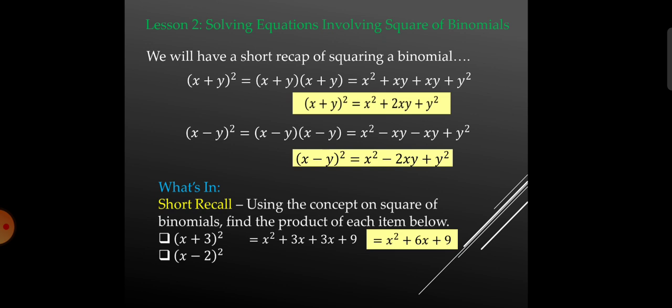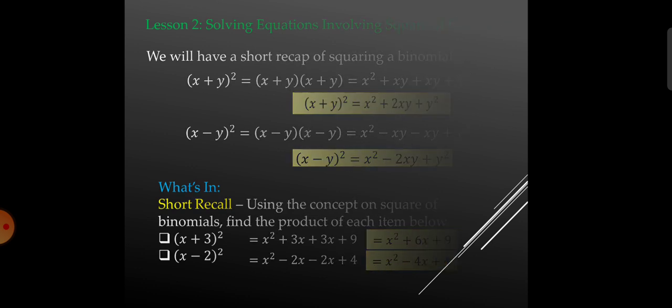How about the square of the difference of a binomial? We have x minus 2 times x minus 2, which becomes x times x, x squared. X times negative 2, negative 2x. Negative 2 times x, negative 2x. Negative 2 times negative 2, positive 4. Then we combine the two negative 2x to get negative 4x. So, x squared minus 4x plus 4. So, how important is the concept of squaring a binomial for our second lesson?